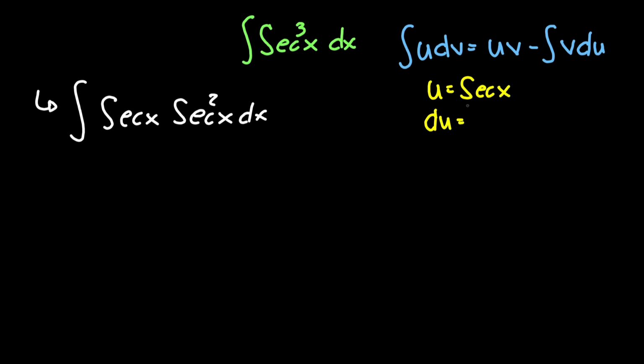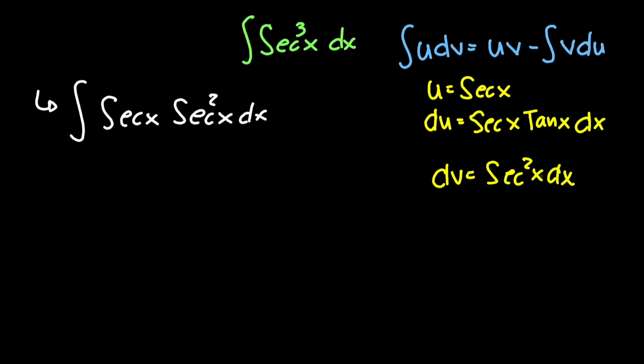The derivative of secant of x would be equal to secant of x multiplied by tangent of x dx. And focusing on dv now, dv right here would be equal to secant squared of x dx as given in here. And let us take the integral of it. So this would be now v. The integral of secant squared of x is actually equal to tangent of x. No need to put plus c. It is not necessary yet.